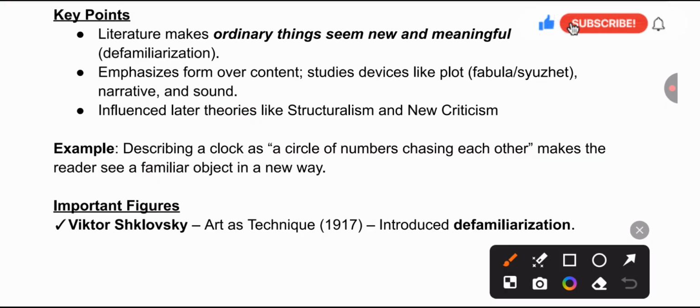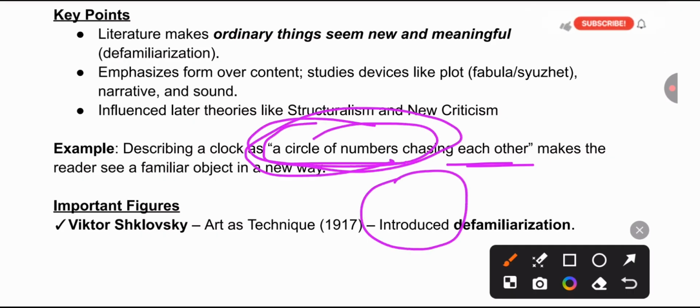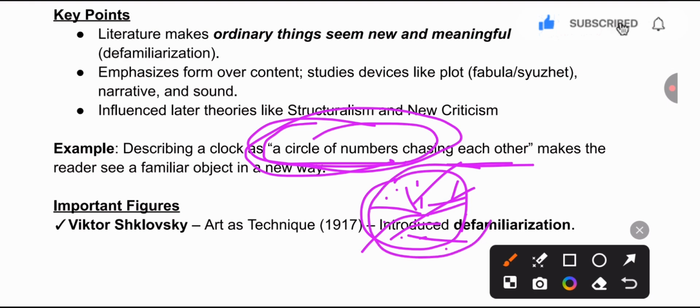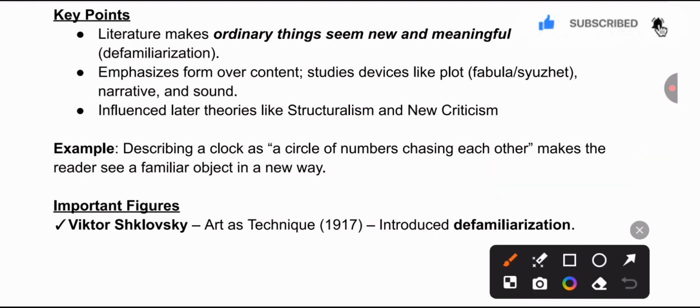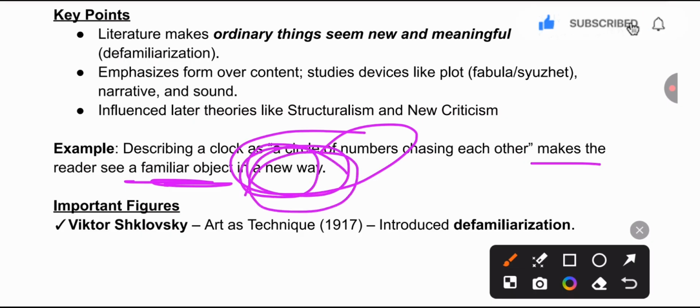You can describe a clock as a circle of numbers chasing each other. So why do we see this: there is a circle and there is a number written, and there is a needle for defining time, but there is another person who will watch them and observe them in another sense. That is what makes the reader see a familiar object in a new way. That means it is not only the clock that tells you the time, but it could be something else. Okay.